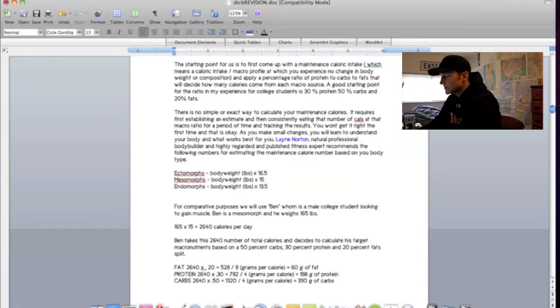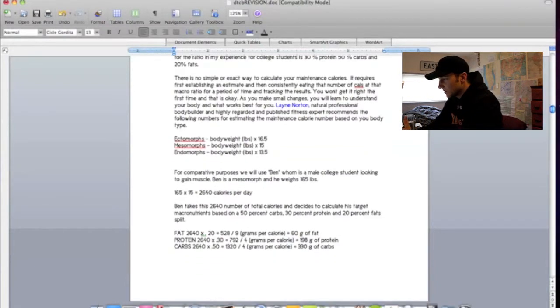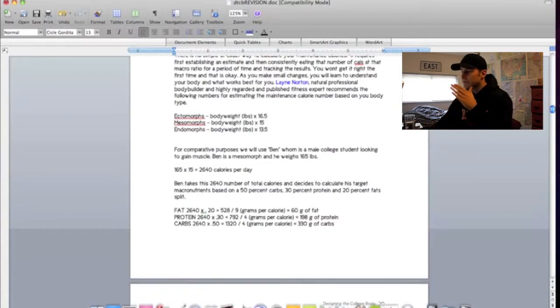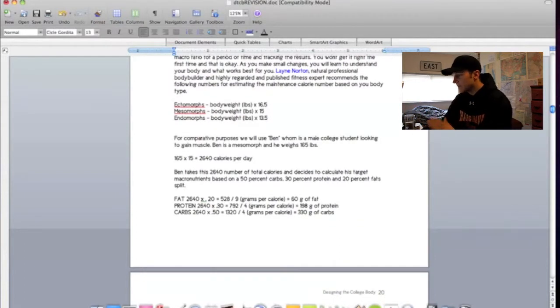I've actually put all these calculations in here too. Ben's a mesomorph, okay? He's kind of in between, so we're going to use the 15 number. He takes his body weight in pounds times 15, which gives him 2,640 calories per day. Okay, so he's got that number.